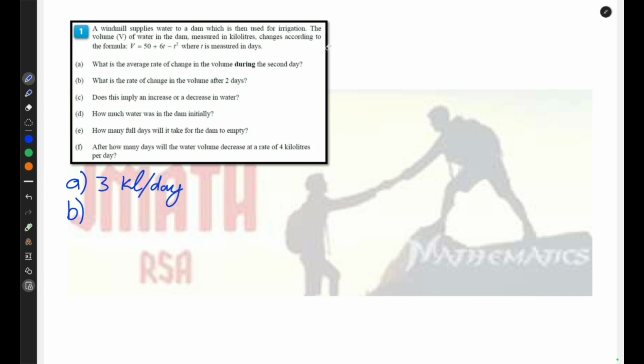Okay, so not the average, so I'm not doing the same as in question A. And that's what makes these two different. So now I can just use the derivative and sub in a 2. So if V was equal to 50 plus 6t minus t squared, then I can put my derivative as V prime is 6 minus 2t.